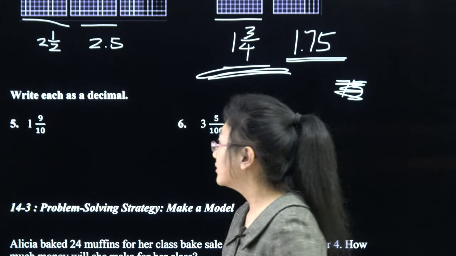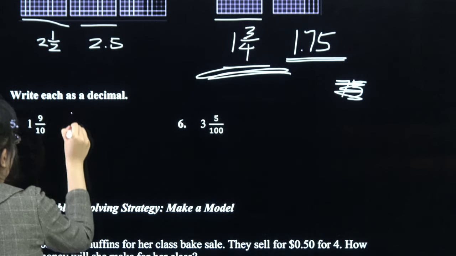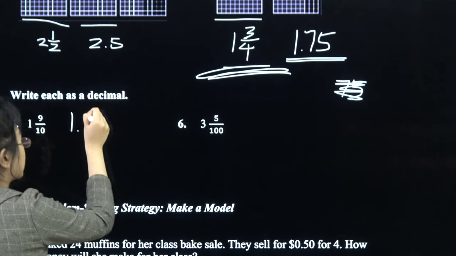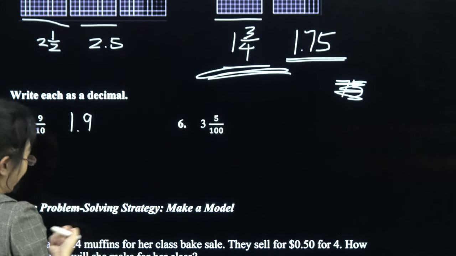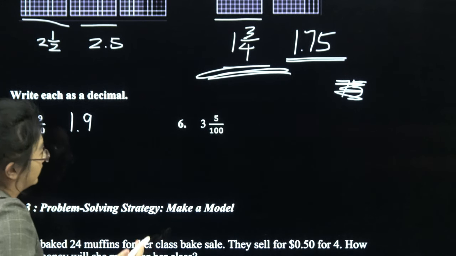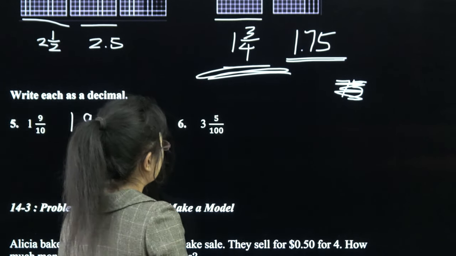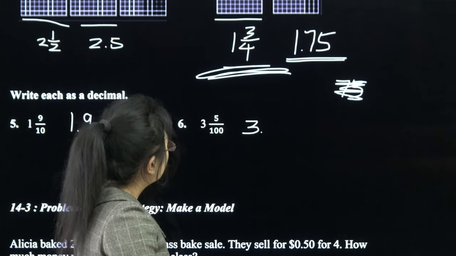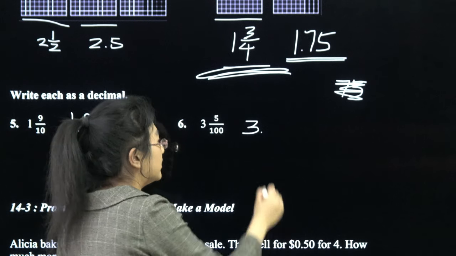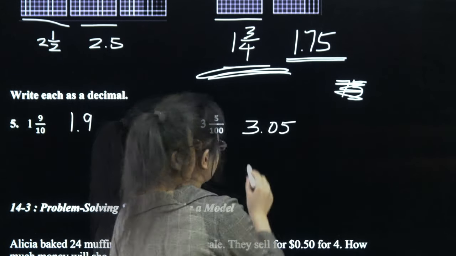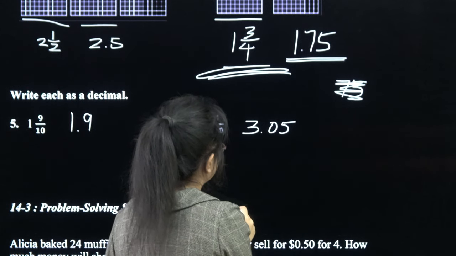Right, each has a decimal. Now this is one whole, and 9 tenths would just be 1.9. Well, 0.9 actually. And this one is 3 as a whole point. Oh, 0.05. So then there's nothing in the tenths, and there's a 5 in the hundredths. 3.05. Okay.